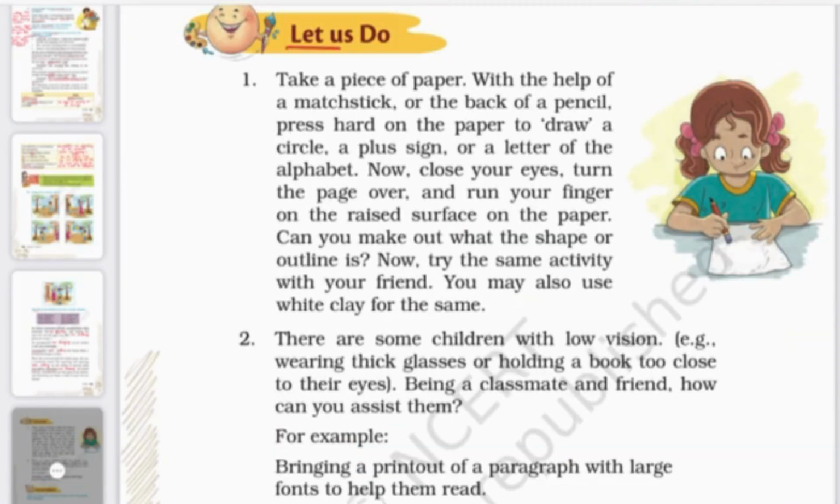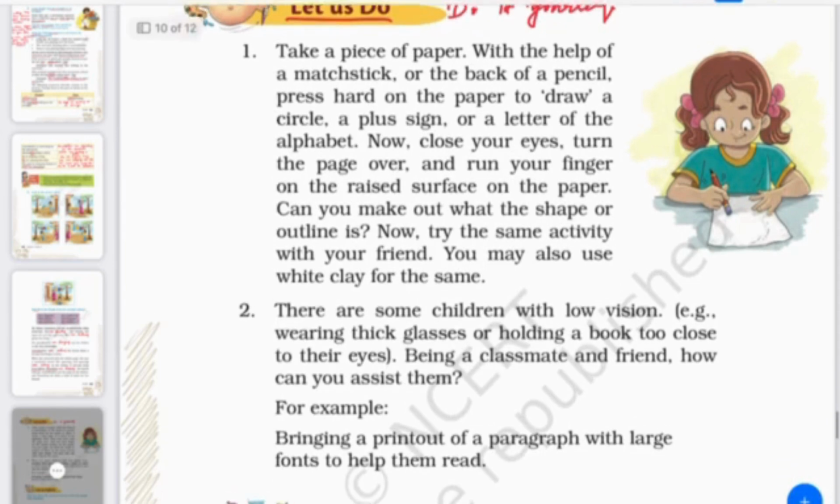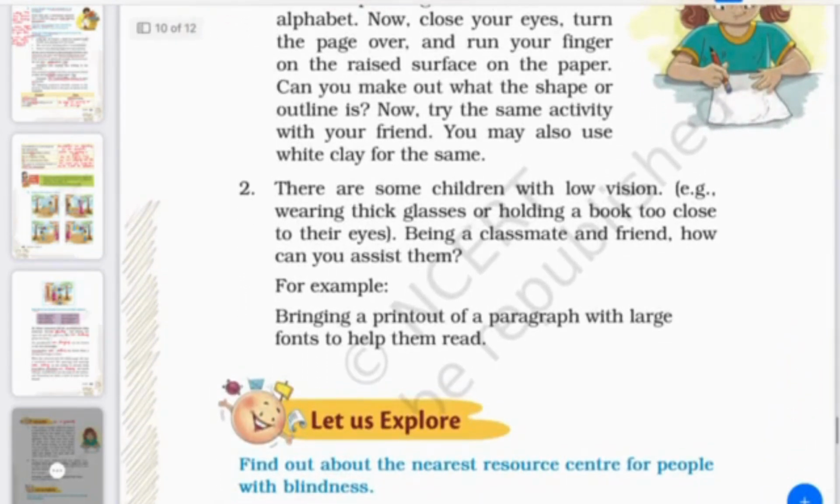Next activity, let us do. You want to do this activity. Do it yourself. The second one also, do it yourself. Third one also: find out about the nearest resource center for people with blindness. Do it yourself.